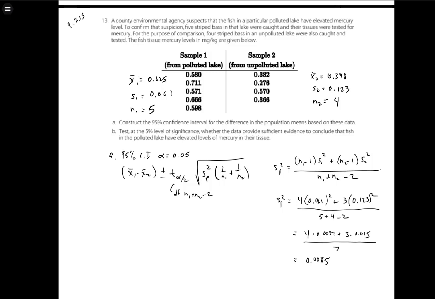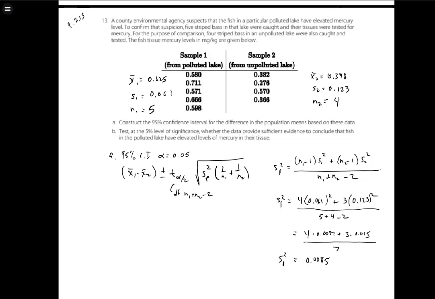First time I did it, I stuck this number in to the SP here and squared it again because I forgot this is the SP squared formula that's being calculated. Okay, so let's go ahead and put our information back in over here.